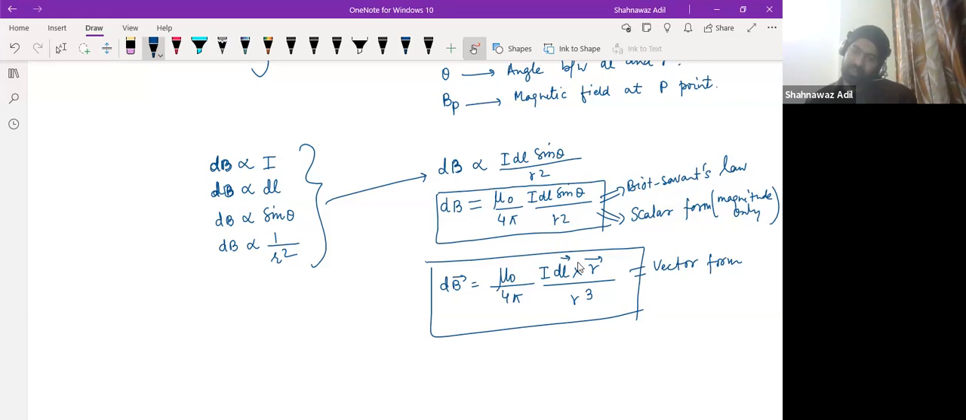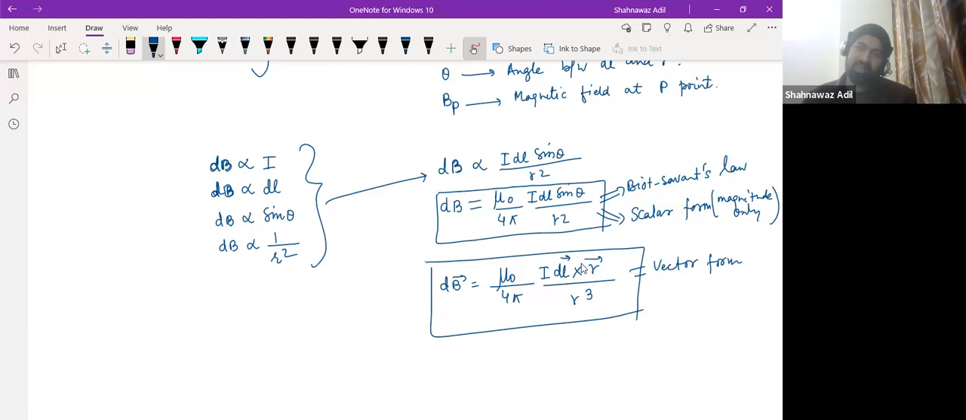So, cross product is what kind of product? In a cross product, the answer that we get is also what? It's a vector product, right? So this dl cross r would be a vector quantity, right?